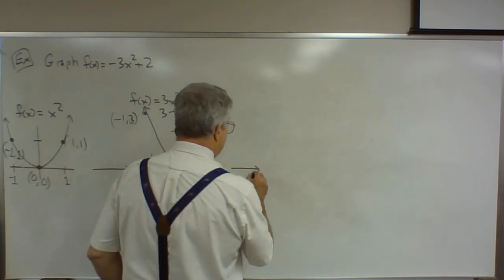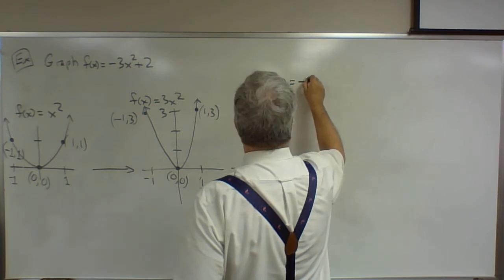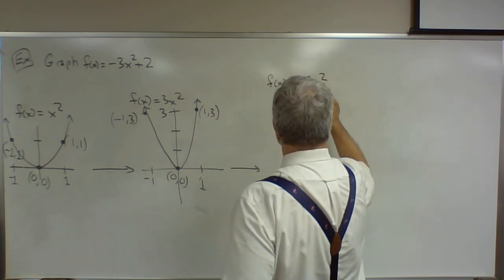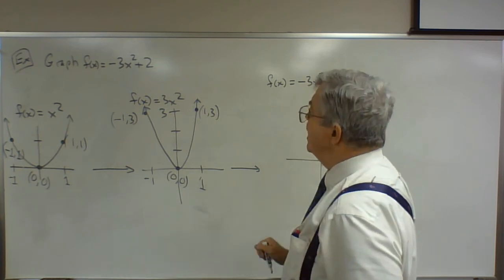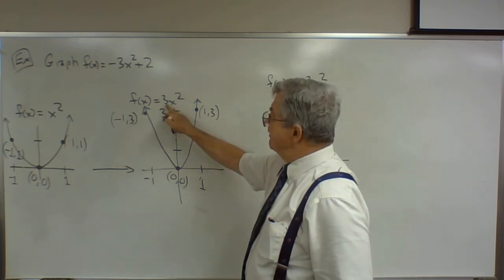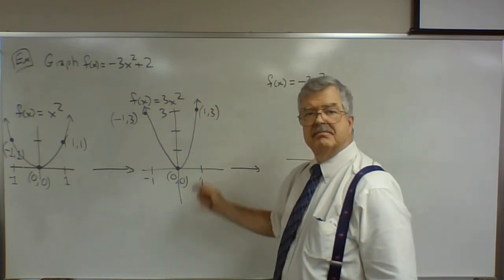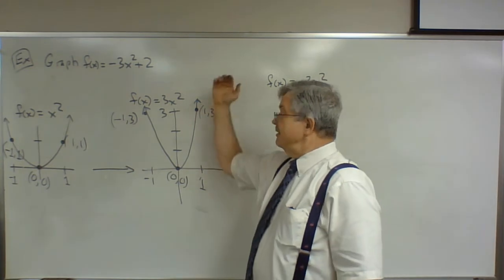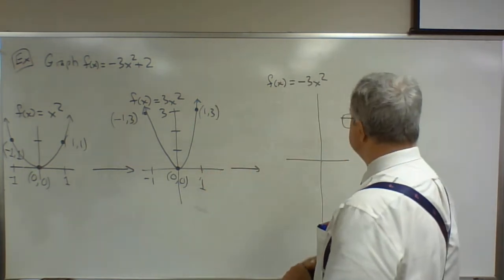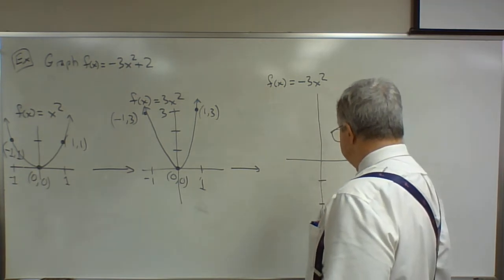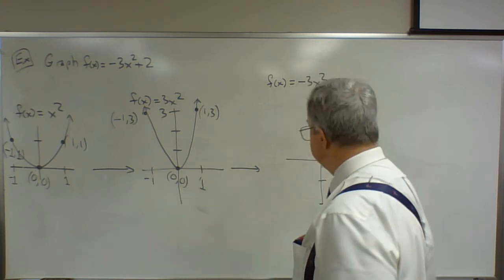Now we'll add one more feature. F of x equals negative 3x squared. And when we take this graph and multiply by negative 1, what does that do to this graph? Doesn't it take this graph and flip it around the x-axis? So everything that's above the x-axis is now going to be below.